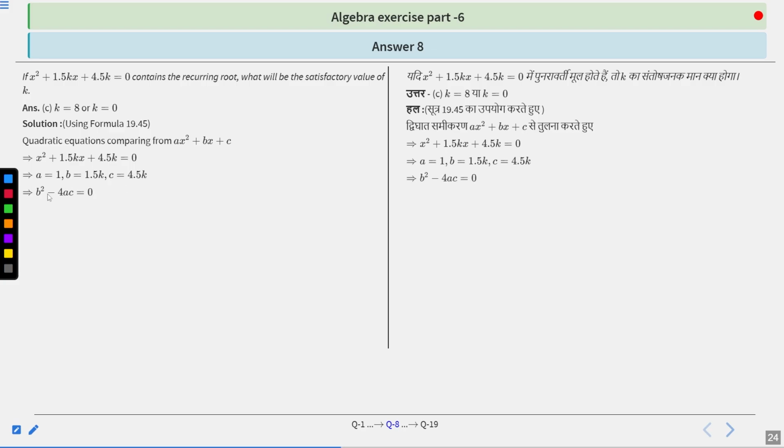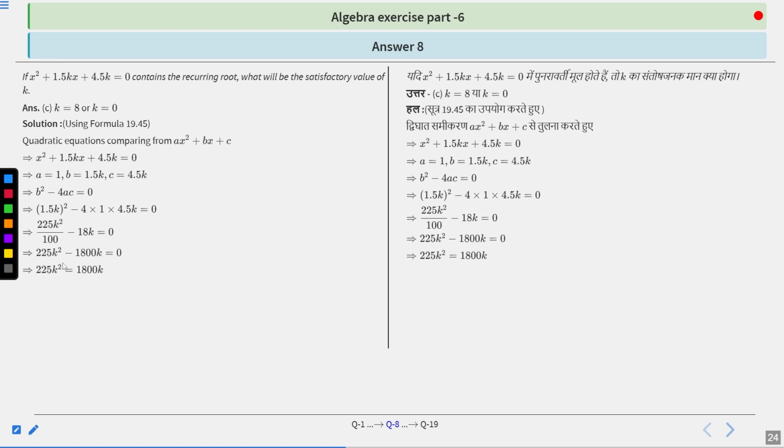So, b square minus 4ac equal to 0 for a recurring root using formula 19.45. b is 1.5k, so 1.5k whole square minus 4 into a is 1 into c is 4.5k, that is equal to 0. So that becomes 225k square upon 100 minus 4 into 4.5 is 18k, that is equal to 0. So we get an equation that is 225k square minus 18 into 100 is 1800k, that is equal to 0.